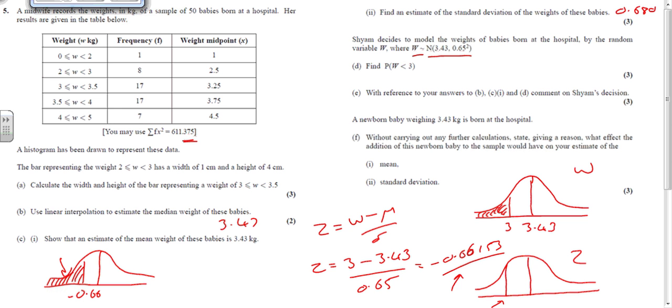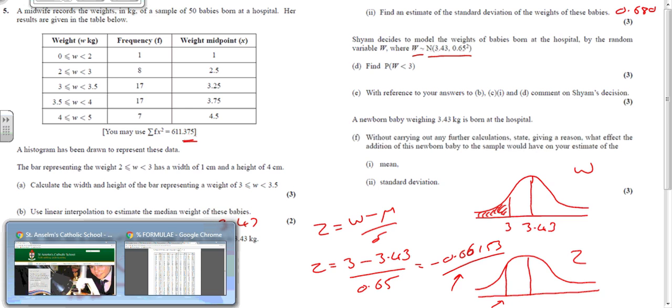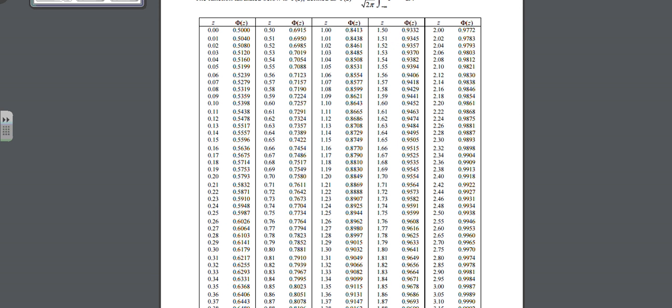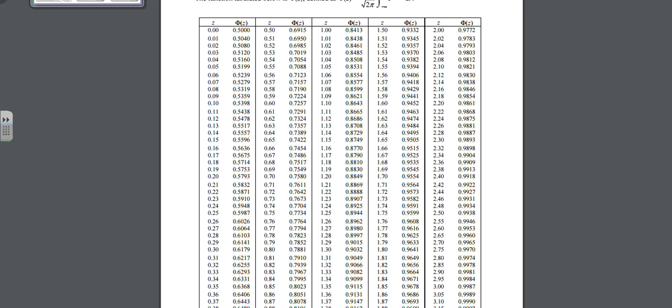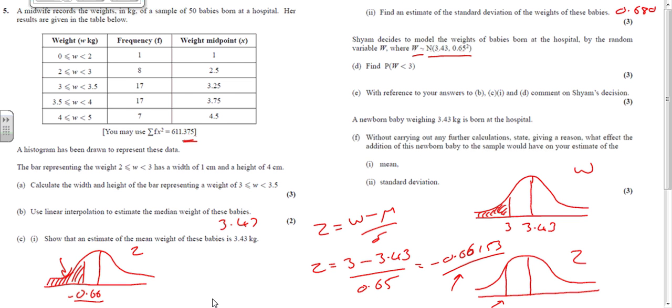Okay, now this is a bit where people find it tricky. Now if we have a look at the Z tables in our formula booklet, we've got this here. Notice that we have got to try and find the value in our Z curve of minus 0.66. But we don't have any negative numbers. What we do have is 0.66 here, which is 0.7454. But that's for 0.66.